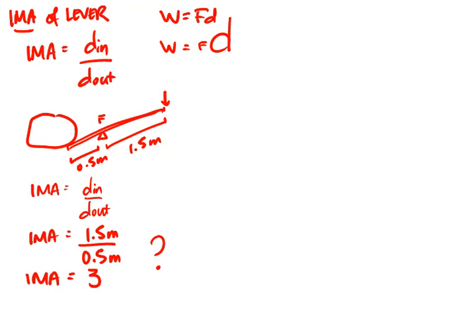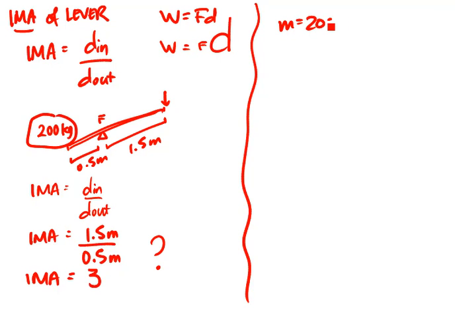So let's give an example. What if this weighed 200 kilograms? That's a heavy boulder. Remember, mass is not really good in physics, so we need to convert these to forces. So the mass is 200 kilograms.